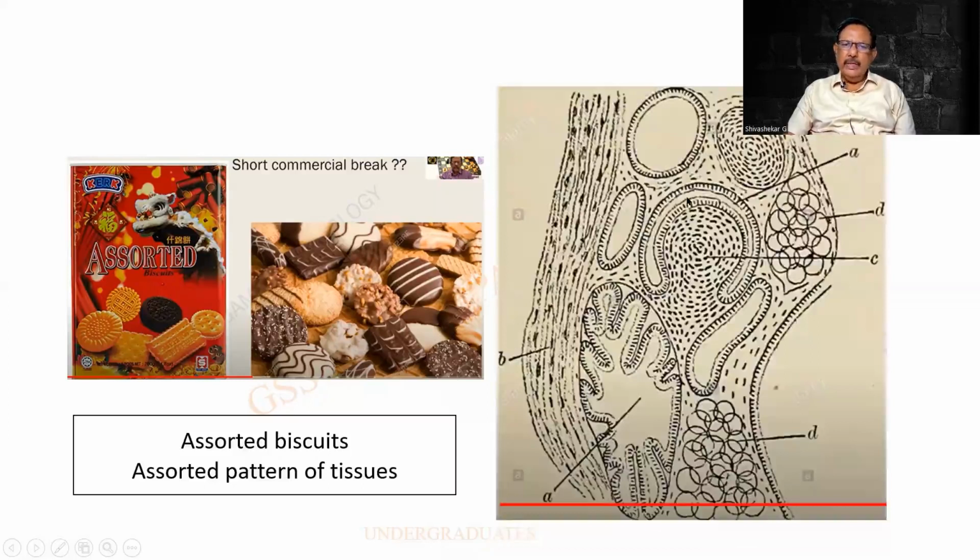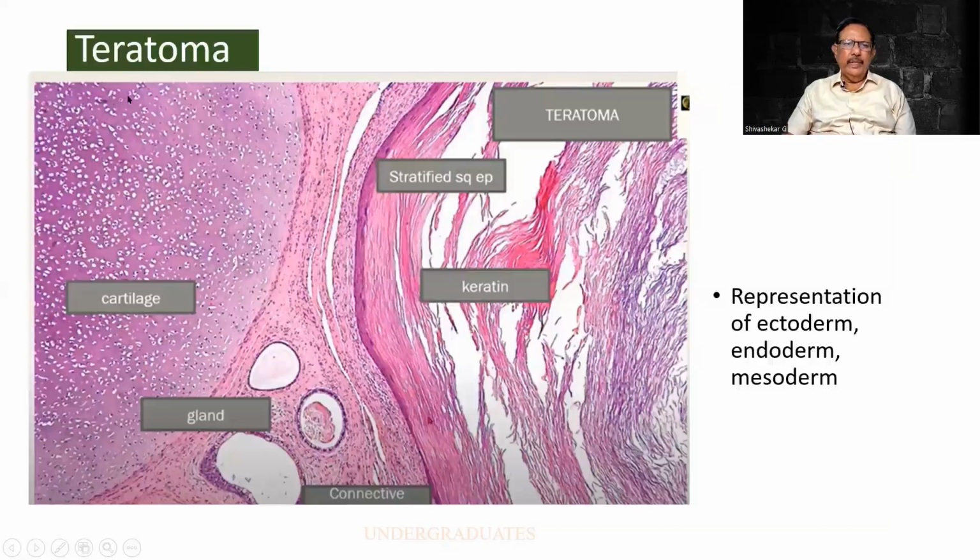There are spindle-shaped cells, there are some glands, and some are actually neural tissue. In this one, there are glands. These are again adipocytes that I can make out. This is in between a stroma. So numerous components, absolutely no relation to each other. That is exactly what I am seeing here. This tumor has representations of the ectoderm, endoderm, and mesoderm. So I am finding a stratified squamous epithelium. This is cartilage, connective tissue, glands, etc. So it is a teratoma.